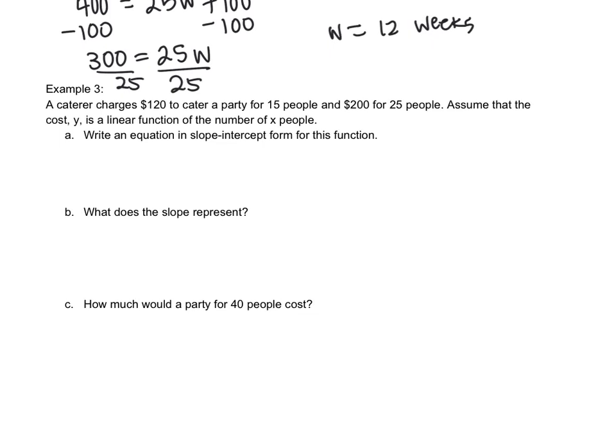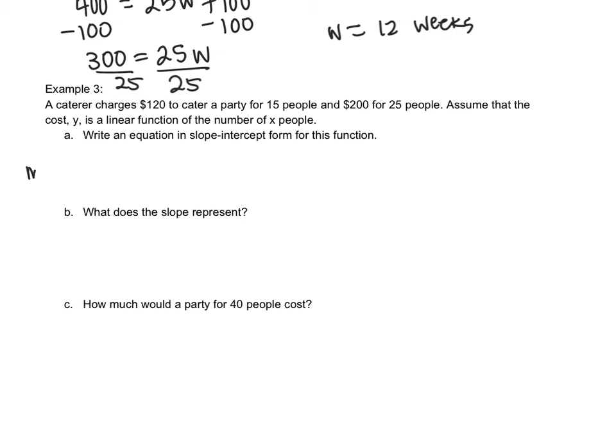In our last example, a caterer charges $120 to cater a party for 15 people and $200 for 25 people. Assume that the cost y is a linear function of the number of people x. We want to write an equation in slope-intercept form for this function. First we have to figure out our slope. We know the total amount charged for 15 people and for 25 people, but we don't know how much it is per person.